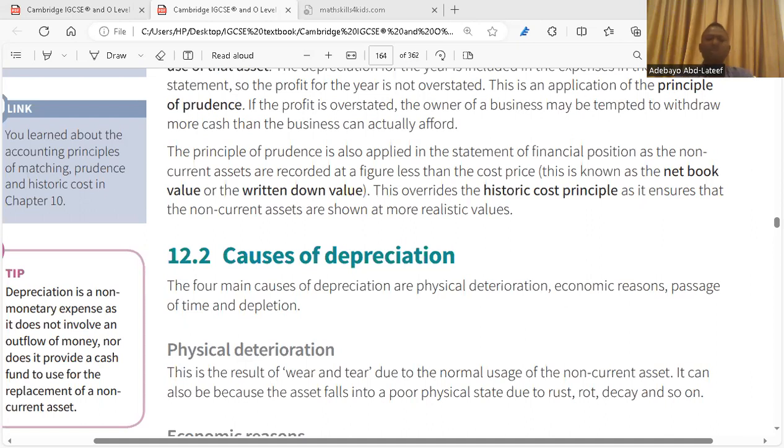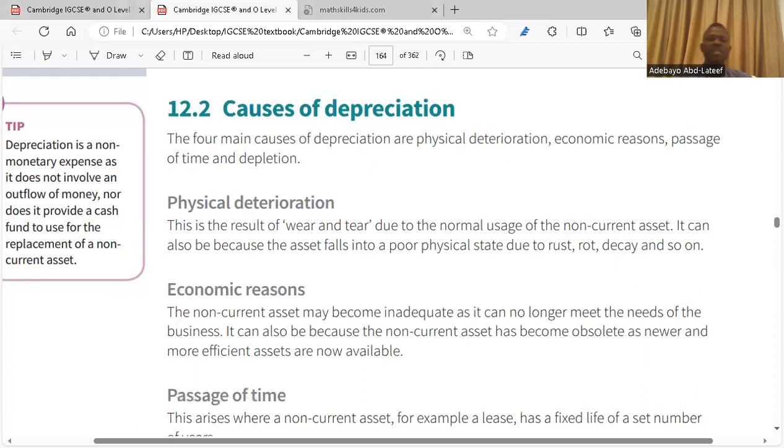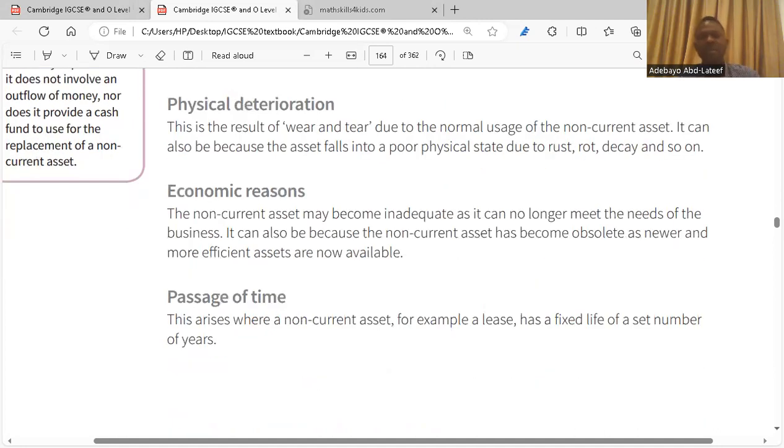Okay. Now go to the causes of depreciation. What brings about depreciation? The four main causes of depreciation are physical deterioration, economic reasons, passage of time, and depletion. So we start with physical deterioration. What is physical deterioration? This is what we call the wear and tear of an asset. Look at it, the physicality about it starts tearing, wearing, that you can even say, oh, no, this is an old item. This is an old equipment.